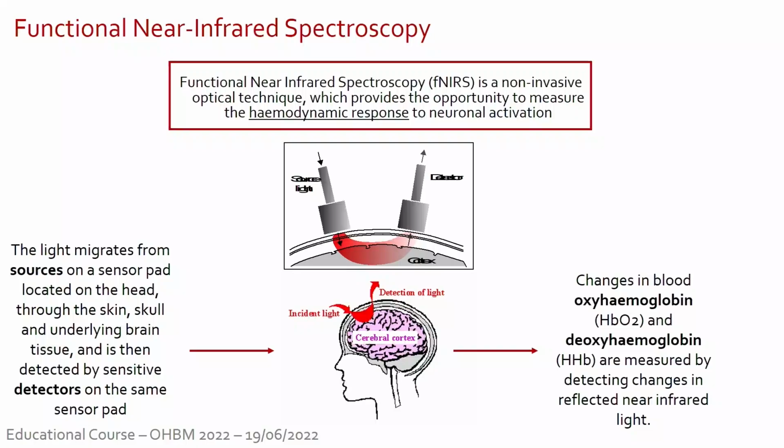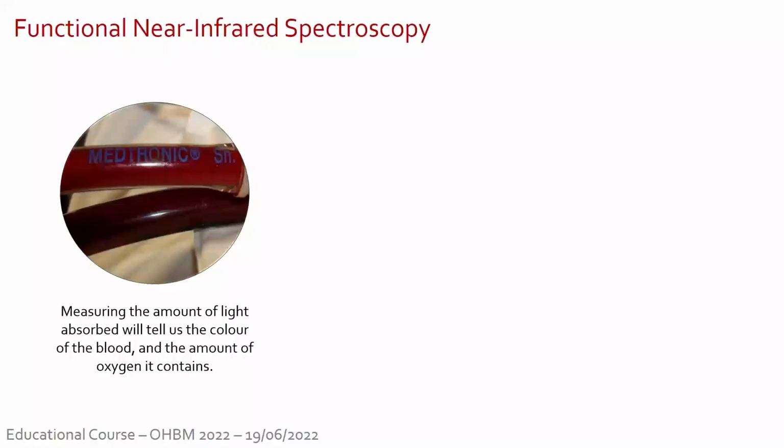What we are measuring are the changes, as Hamid said, in blood oxygenation and deoxygenation, reflected by the near-infrared light. And why we can do that, again just to recap, is because oxygenated blood and deoxygenated blood have slightly different colors. Oxygenated blood is bright red, deoxy is a bit darker. Because of this, they absorb light differently. So by measuring how much light is absorbed or scattered, we can say whether the brain region, the cortex underneath our pad, was activated or not.